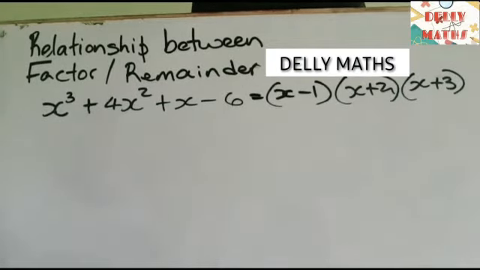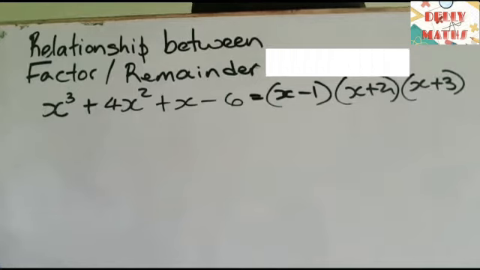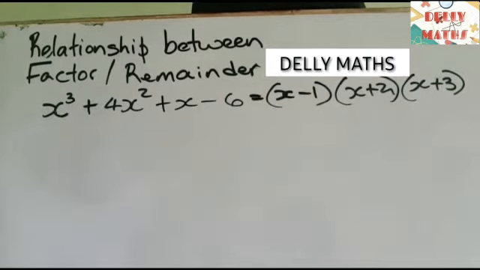Okay, in this video, what we're about to do is look at the relationship between the factors and the remainder of a polynomial. As you can see on the board, we have x cubed plus 4x squared plus x minus 6, which is equal to the factors that we have, which is x minus 1, x plus 2, and x plus 3. We're going to use one of those to help us understand the relationship between the factors and the remainders that we'll get.